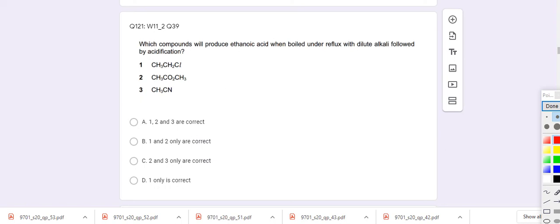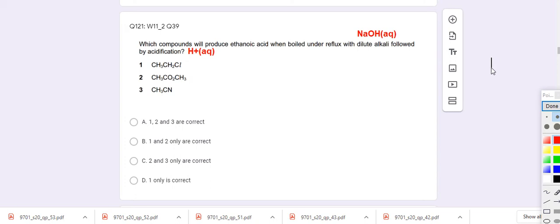Chapter 17, question 121. Which compounds will produce ethanoic acid when boiled under reflux with dilute alkali, followed by acidification? I'll use sodium hydroxide as the example of a dilute alkali. Followed by acid. This can be any acid solution, so I just put H+ (aq), the hydrogen ion. So we have three compounds here.